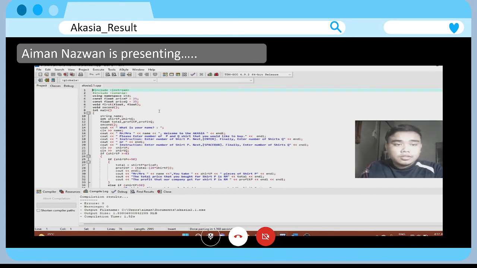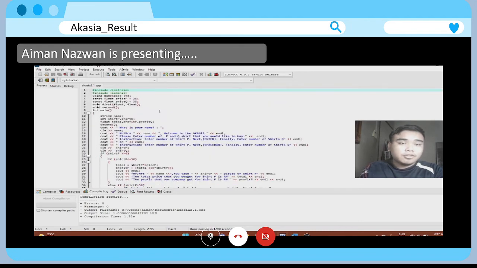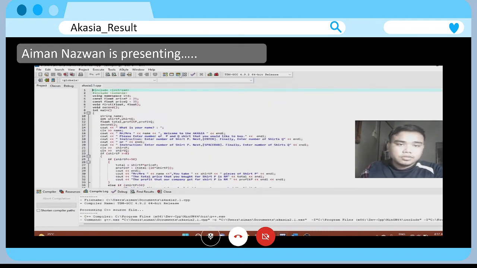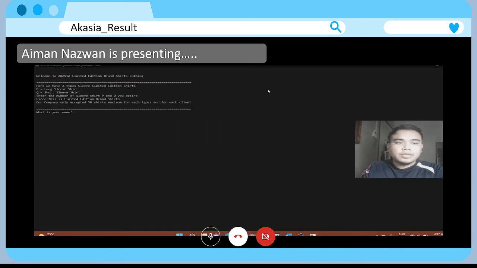Now I am going to present about the result of the coding of our project. Okay, so this is our coding. Let's compile and run. Okay, we got this output. Welcome to ASYILA limited edition brand shirts catalog. Here we have 2 types sleeve limited edition shirts. P long sleeve shirt, Q short sleeve shirt. Enter the number of sleeve shirt P and Q you desire. Since this is limited edition brand shirt, our company only accepted 50 shirt maximum for each type and for each client.